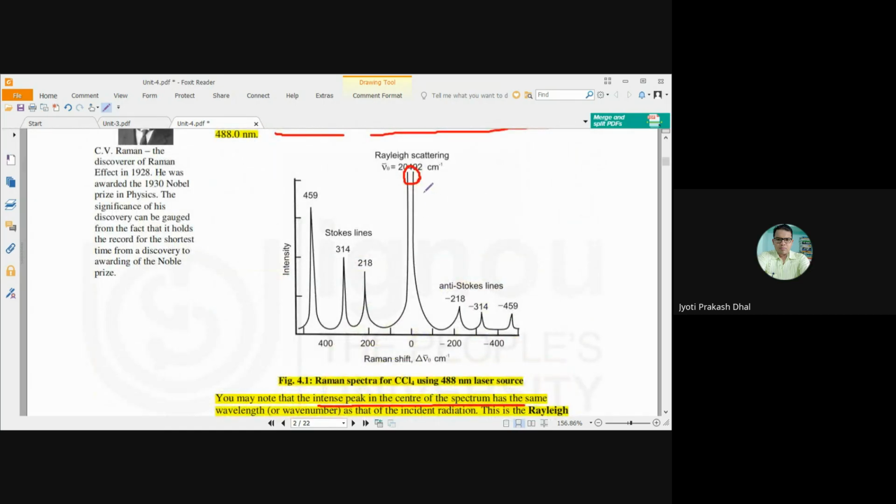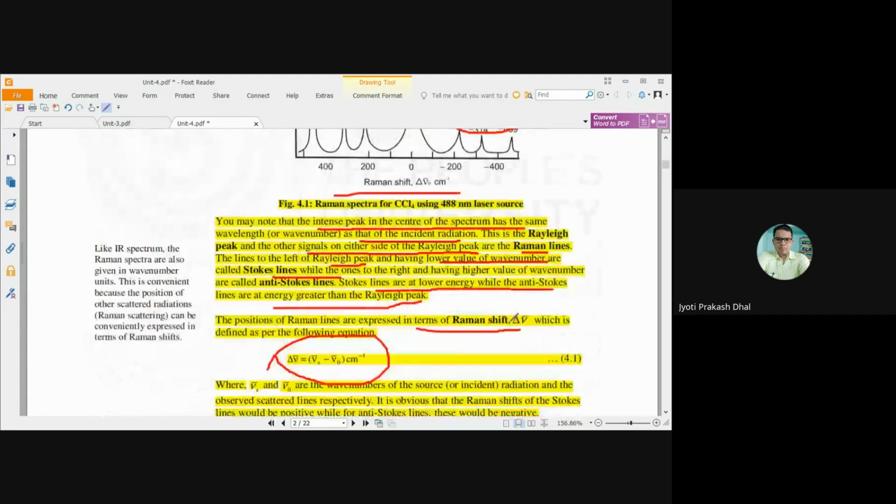Here in this figure you can see the x-axis is the wave number or the Raman shift, that is del nu bar. These are the peaks obtained due to Rayleigh scattering, these are the peaks obtained due to Stokes lines, and these are the peaks obtained due to anti-Stokes lines.